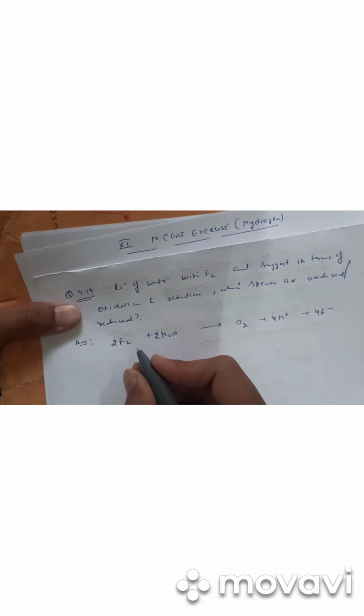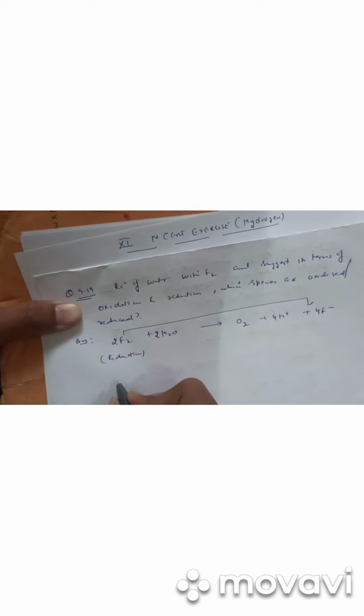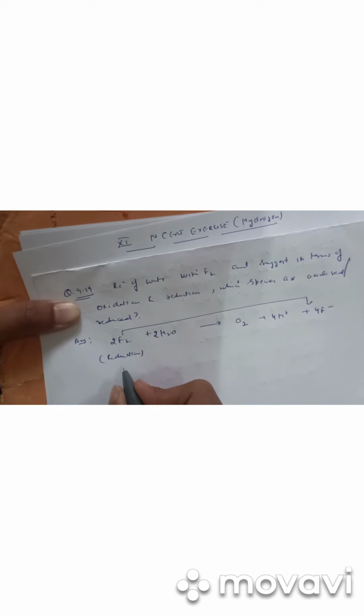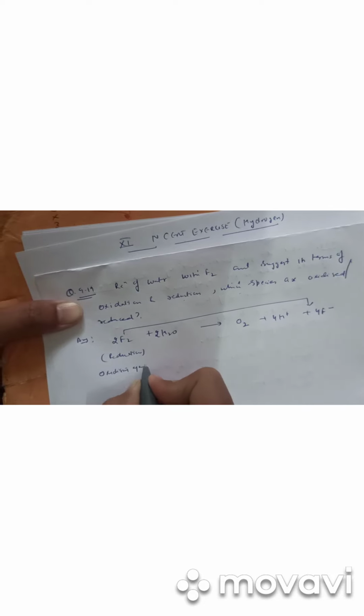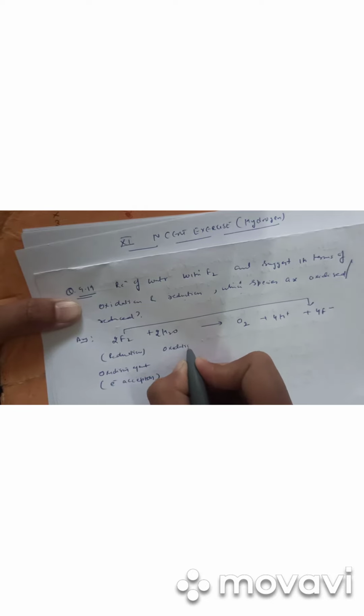Now fluorine is gaining electrons, so this is undergoing reduction. And the species which undergoes reduction acts as an oxidizing agent, because oxidizing agents are electron acceptors, and here water is undergoing oxidation.